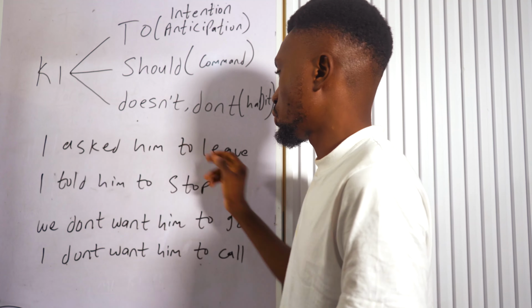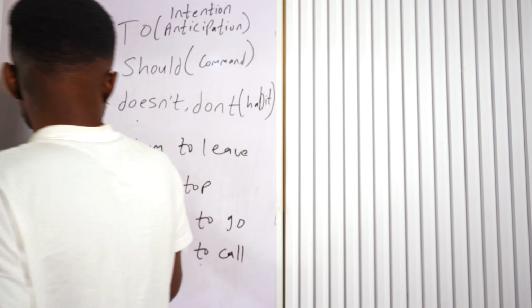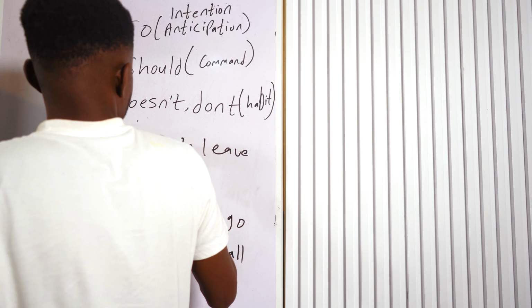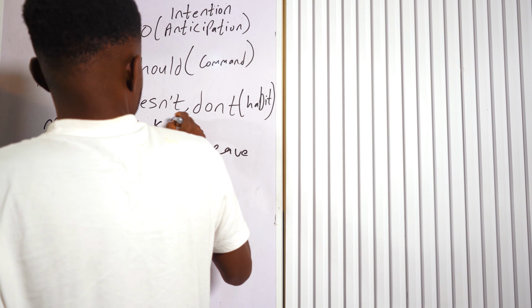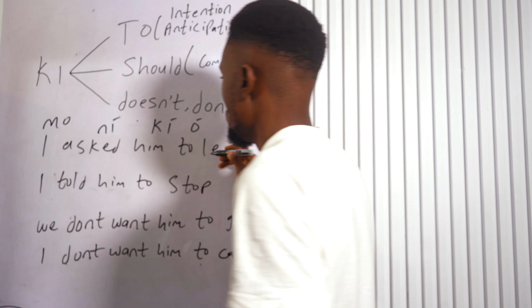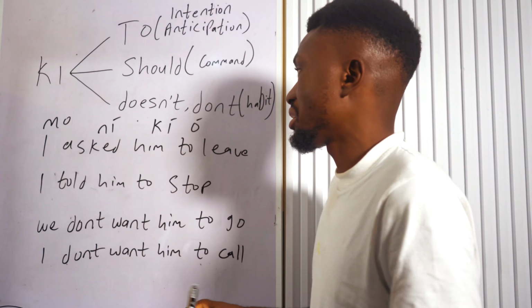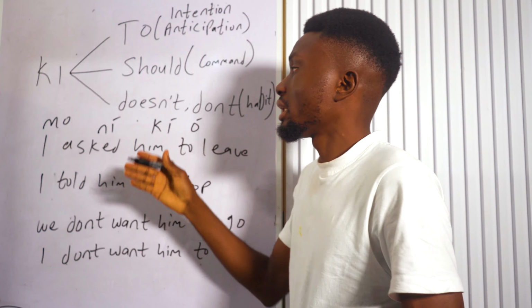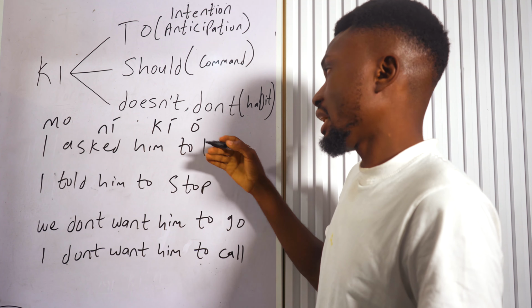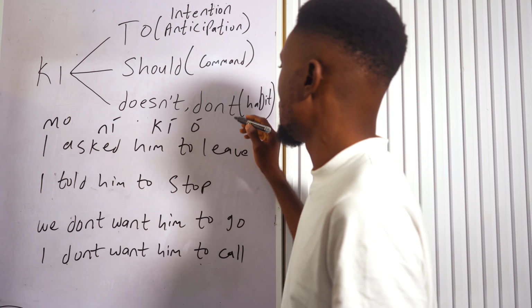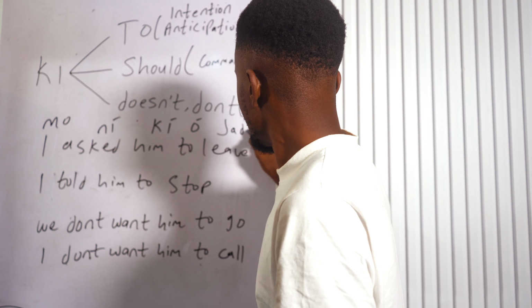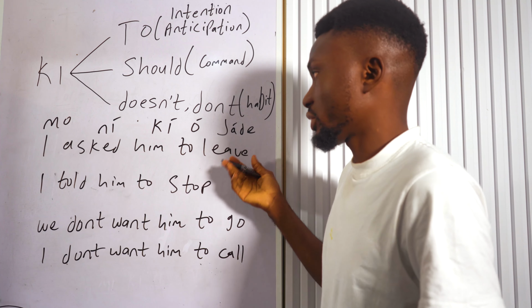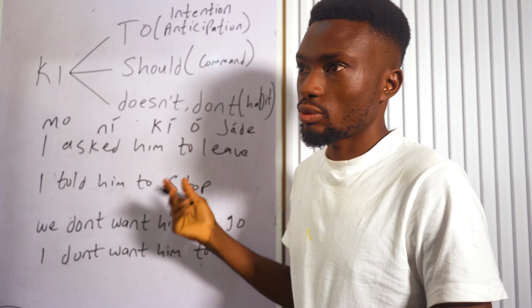Like, I asked him to leave. That is mo ní kí ó and then leave. Leave is like exit somewhere, a place. Most of the time, Yoruba use jáde, that is get out. I asked him to get out. So mo ní kí ó jáde. I asked him to leave. It's not really a polite thing when you ask someone to leave.